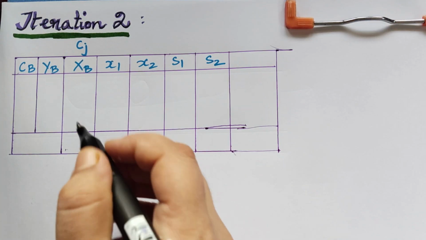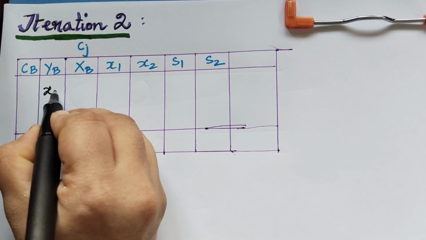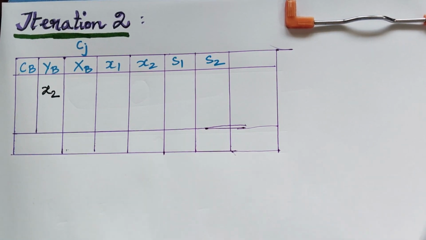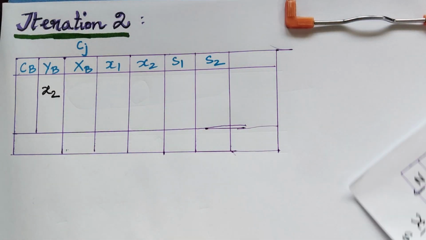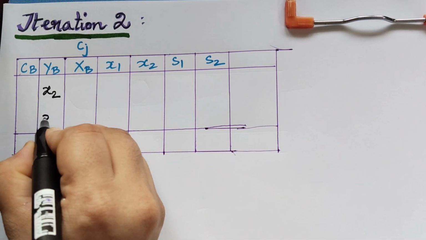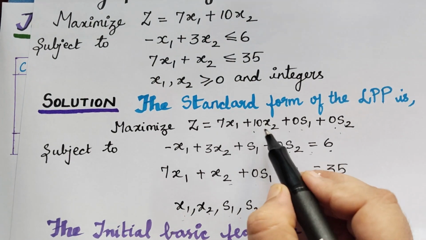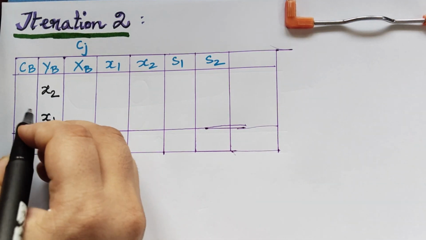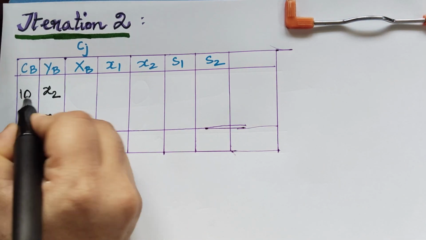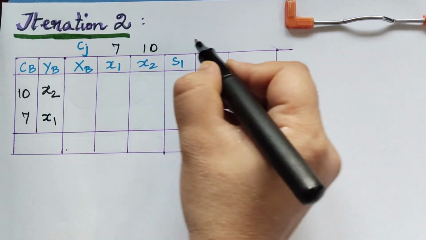Now we have to write the column YB first. Now x2 remains as it is. S2 leaves the basis and x1 enters, that is what we saw. So at the place of S2, we have to replace it by x1. And what is the cost of x2 and x1 in the objective function? For x2 it is 10 and x1 is 7. So we have to fill in that cost. So here it is 10 and here it is 7. And then now Cj is as usual 7, 10, 0, 0.